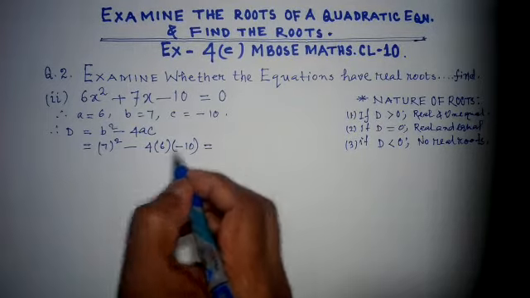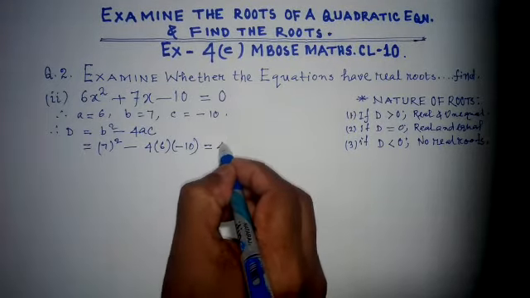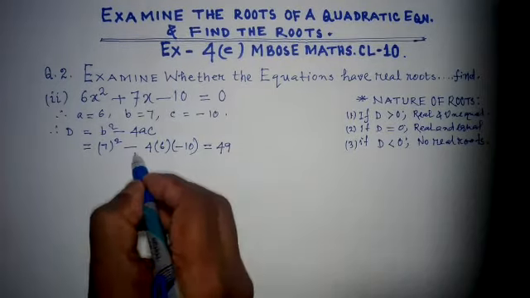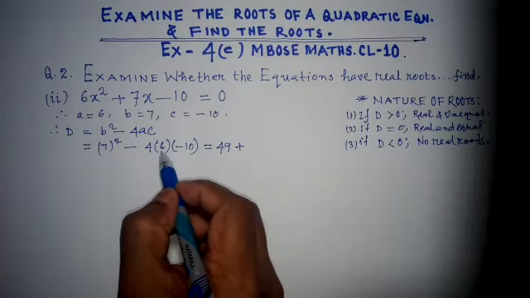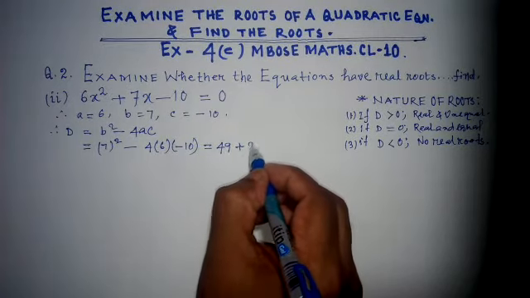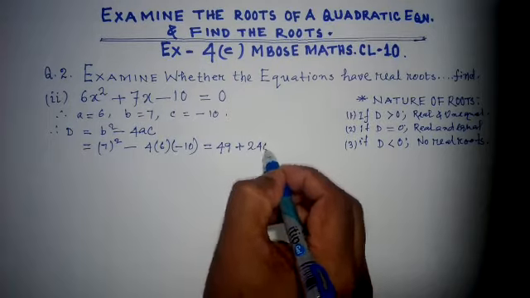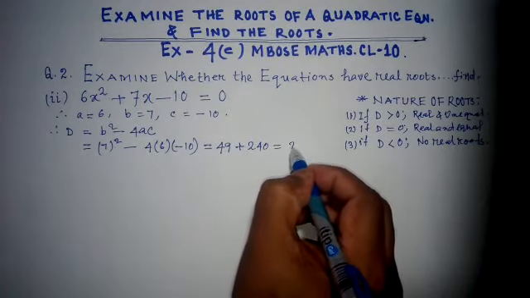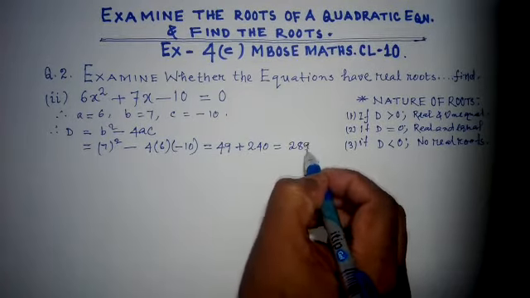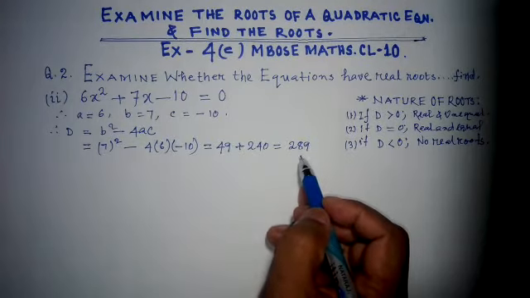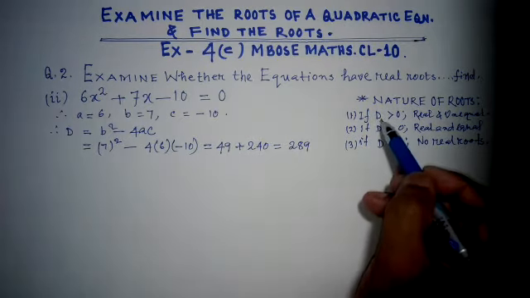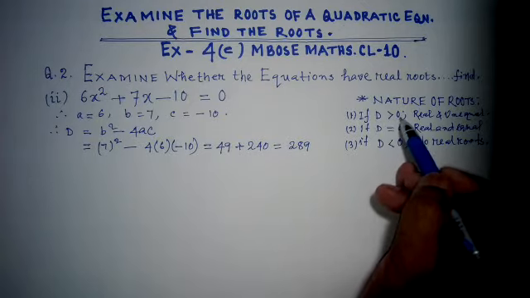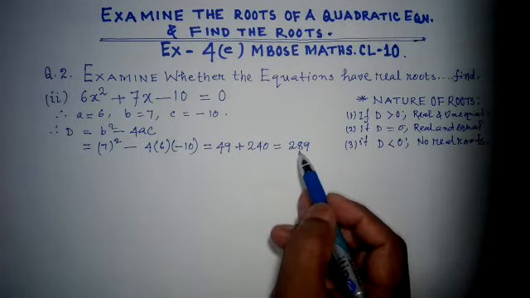So let us do it here. 7 squared is 49. Then minus into minus is plus. 4 into 6 is 24, 24 into 10 is 240. If we add, it will be 289. So 289 is a positive number. You see, before it there is no sign, which means it is a positive number. So the value of the discriminant is greater than 0.